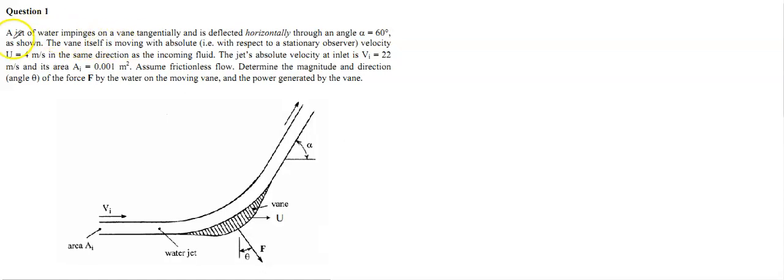So let's say a jet of water impinges on a vane tangentially. This is the area of the jet. The initial velocity is vi and this is the area ai. So this is the water jet. The vane is here and the jet of water impinges on the vane tangentially and then it deflects horizontally and it creates a 60-degree angle here with the horizontal axis.